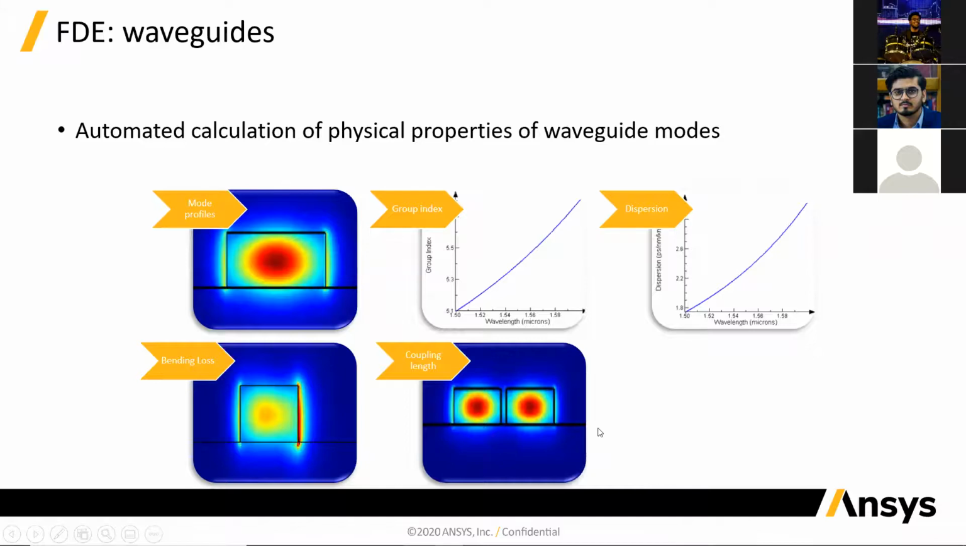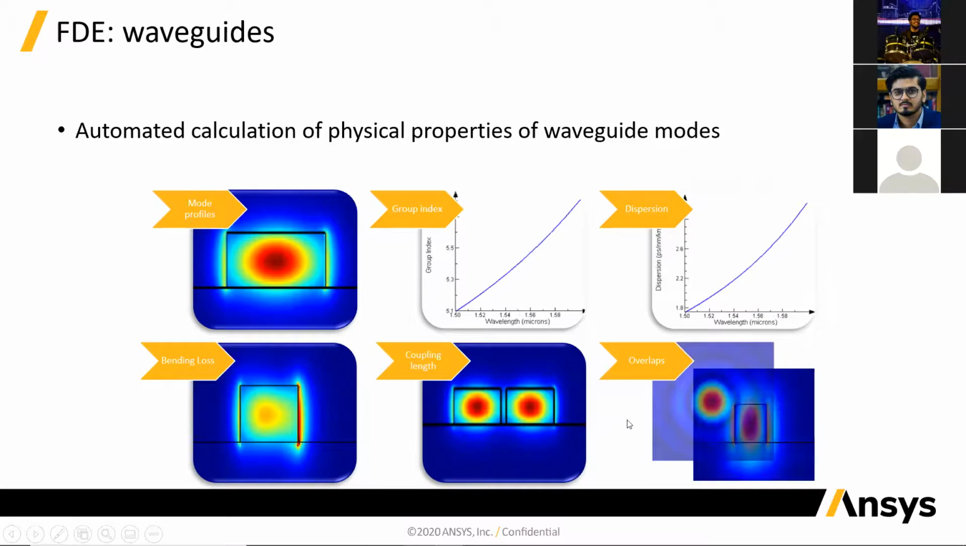Coupling lengths. So for example, when you're simulating the ring, you can actually simulate the two waveguides that are side by side, and then figure out how light couples between the two modes on the waveguide and the ring, how they couple and over what length. These are some things that you can calculate.